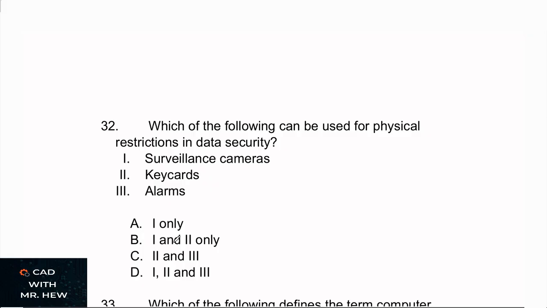B, 1 and 2 only. C, 2 and 3 only. D, 1, 2, and 3. That's the Roman numerals. So the correct answer is D.